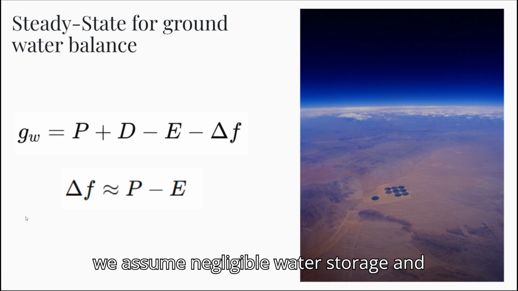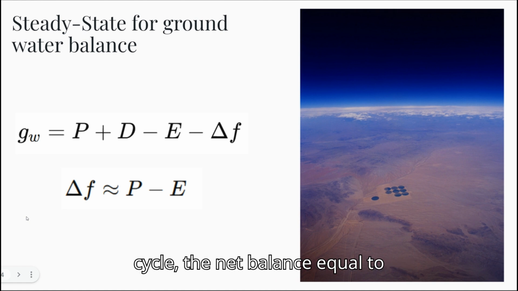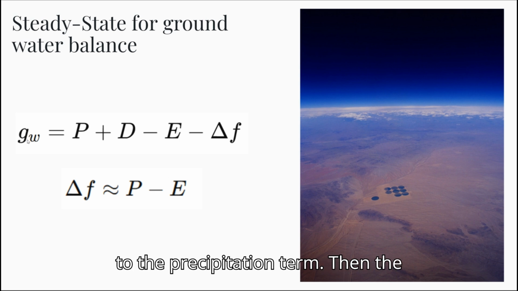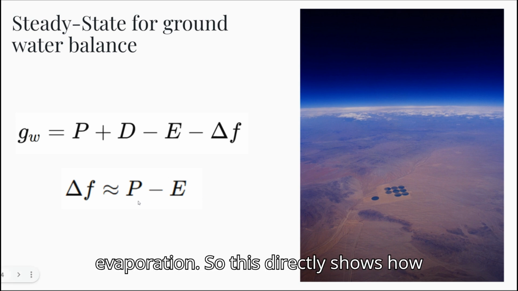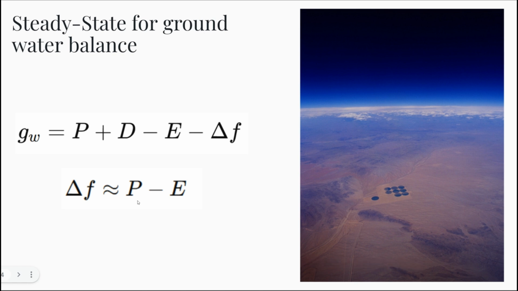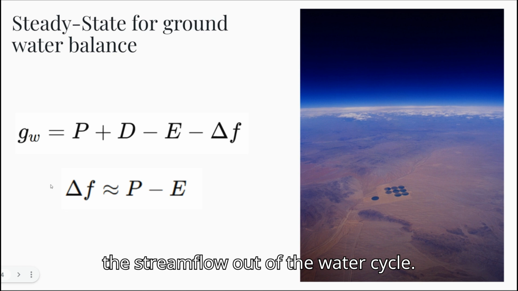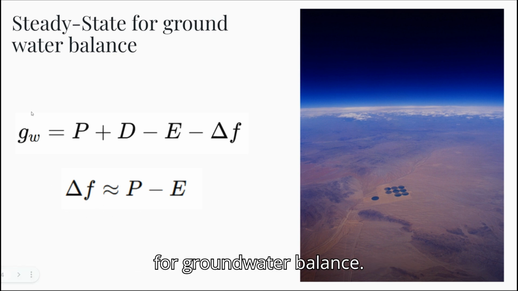When we assume negligible water storage and small dewfall during the whole water cycle, the net balance equals 0 and dewfall merges into the precipitation term. Then the runoff will approximate the precipitation minus evaporation. So this directly shows how excess precipitation becomes the streamflow out of the water cycle. And this is the steady state equation for groundwater balance.